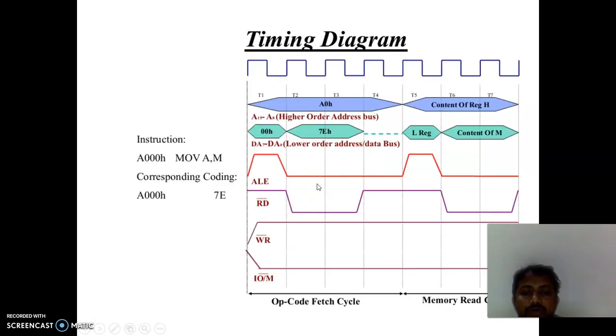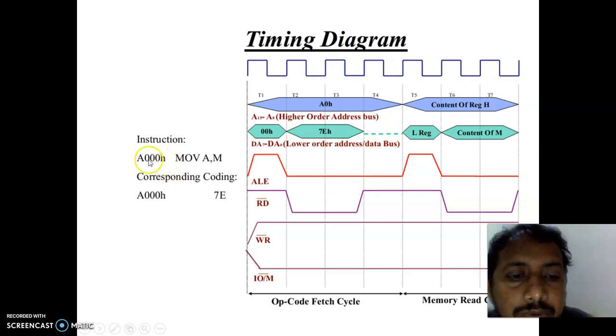How this is drawn is what is being shown here. Every time, opcode fetch is a 4 clock cycle operation, and a memory read or memory write operation is a 3 clock cycle operation. Coming to the opcode fetch, as you know, this is the memory address 00A0. The lower order byte would be A0, which is carried on AD0 to AD7, and the higher order byte, 00, is carried on the higher order address bus. So the address bus is split into two parts, higher order and lower order.